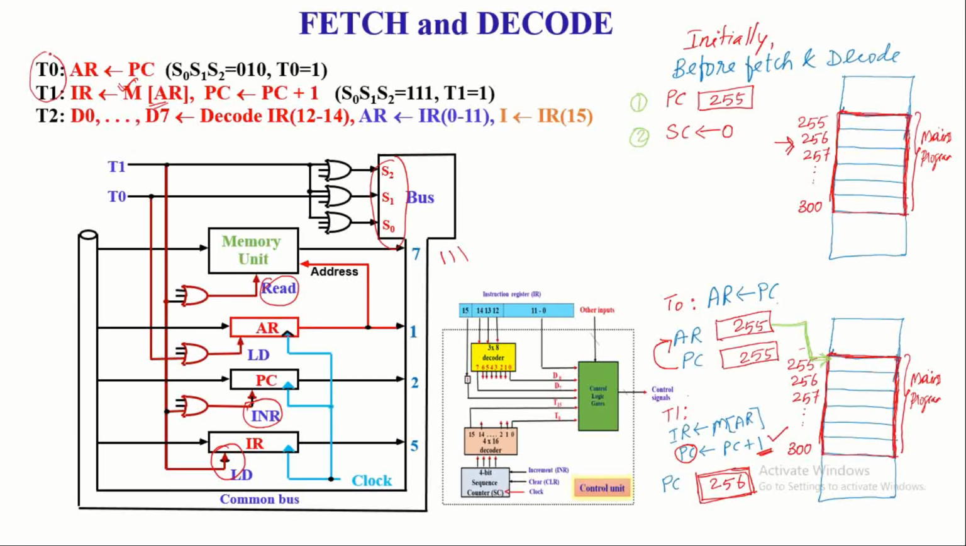The micro operations which are performed during T0 and T1 are related to the fetch phase of an instruction cycle.